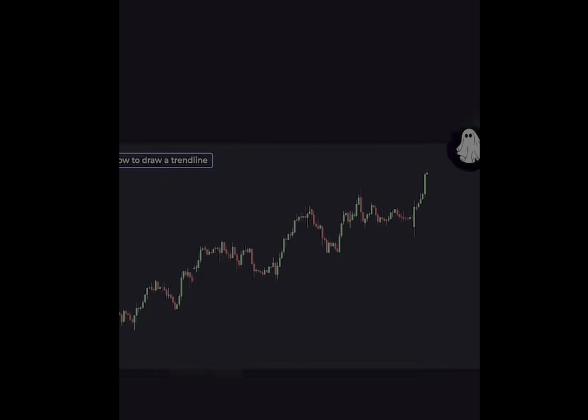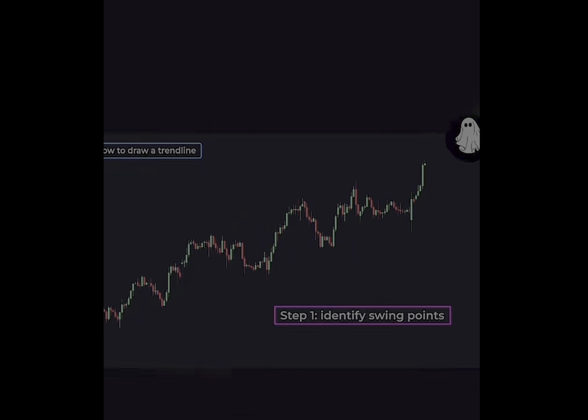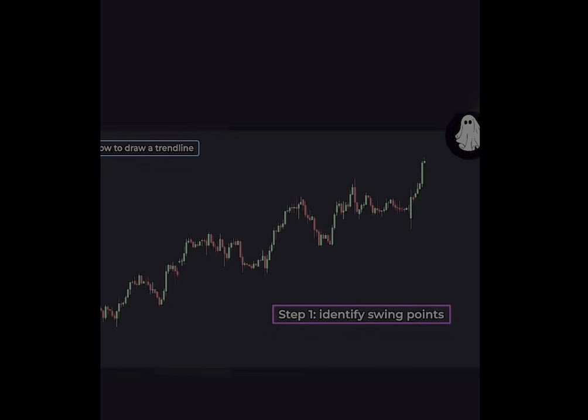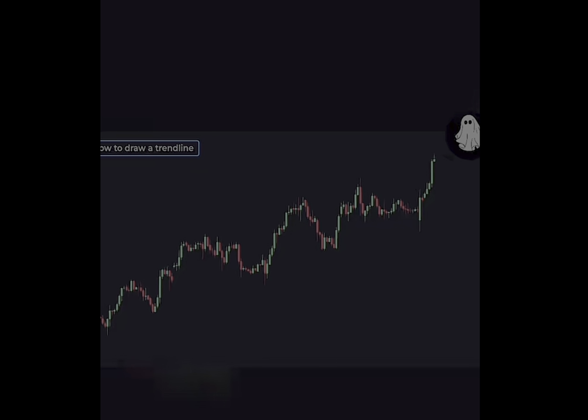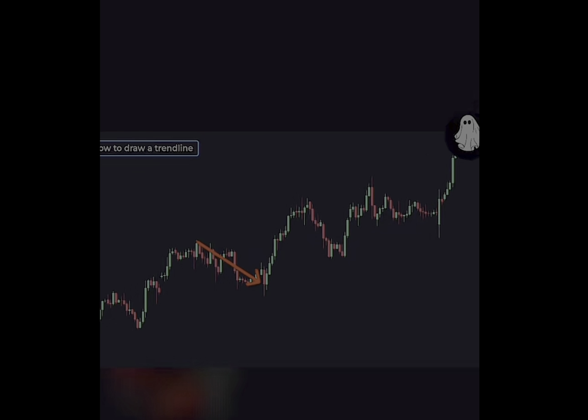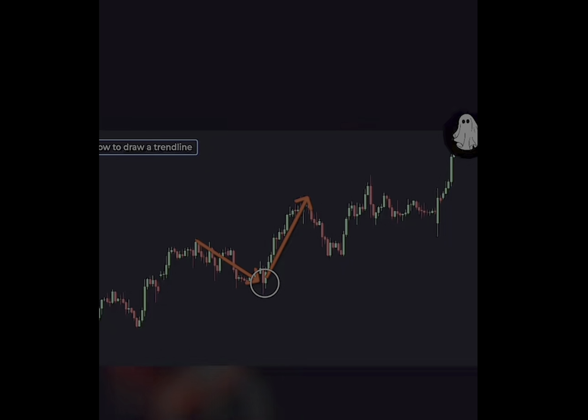To draw a trend line, we first need to identify something called swing points in the price. A swing point is when price moves into an area and then moves away from it. For example, here we can see that price went down and then reversed back up. Now, this lowest point before the price moves away is called a swing low. Our job is to find as many of these swing points as possible on the chart.